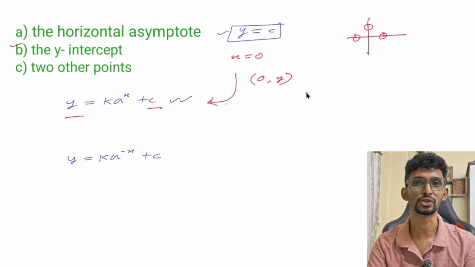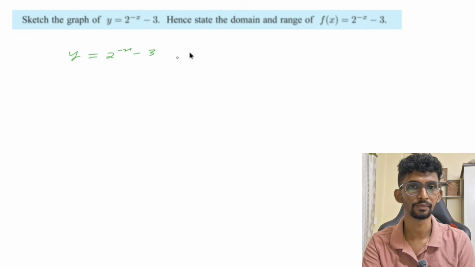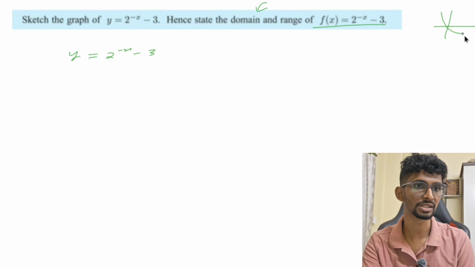Let's do one question. The question is: sketch the graph of y equals 2 raised to the power minus x, minus 3. Hence state the domain and range of f of x equal to this. The second part we will do later. Let us first sketch the graph. So y equals 2 raised to the power minus x minus 3. You can see the power is negative, so it will be a decay, something like this.